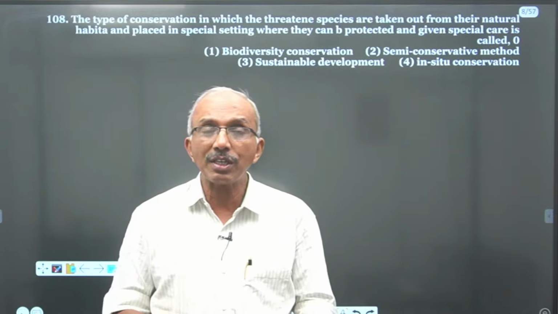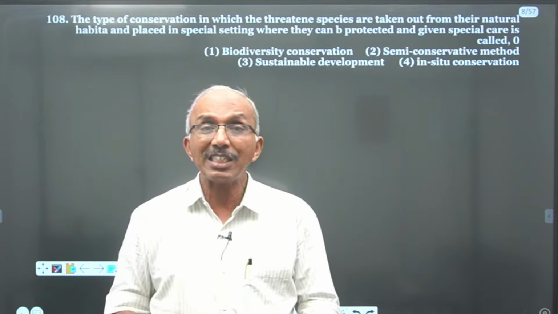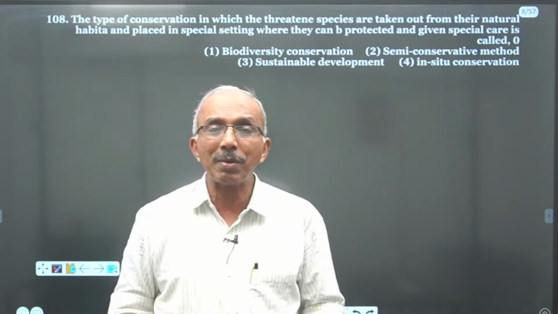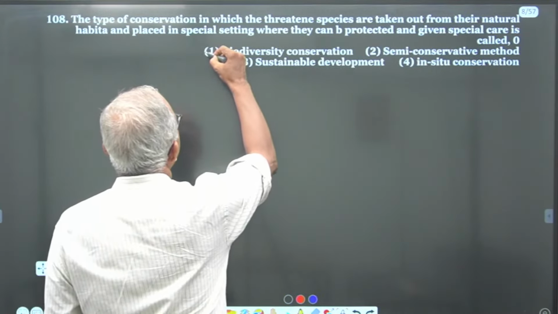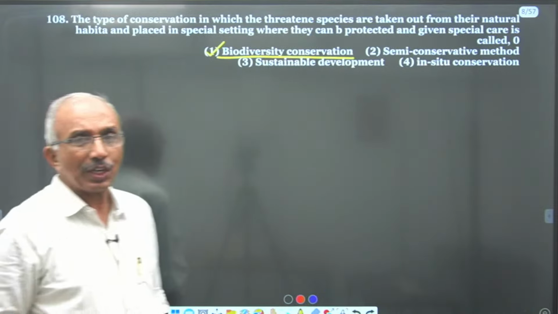But ex situ conservation is not in the option. In situ conservation is there. But as we know, ex situ conservation and in situ conservation are two major methods of biodiversity conservation. So the answer is option 1, biodiversity conservation.